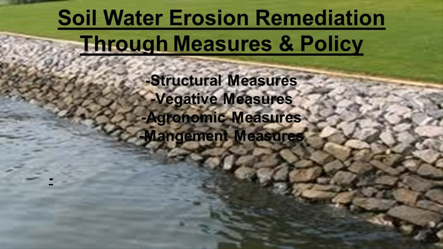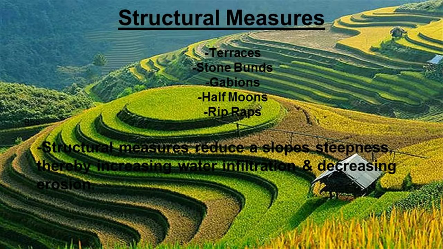Soil water erosion remediation through measures and policy. These may include structural measures, vegetative measures, and management measures. Structural measures. These may include the following: terraces, stone bunds, gabions, half-moons, and ripraps. Structural measures reduce the slope steepness, thereby increasing water and nutrient infiltration and decreasing erosion.